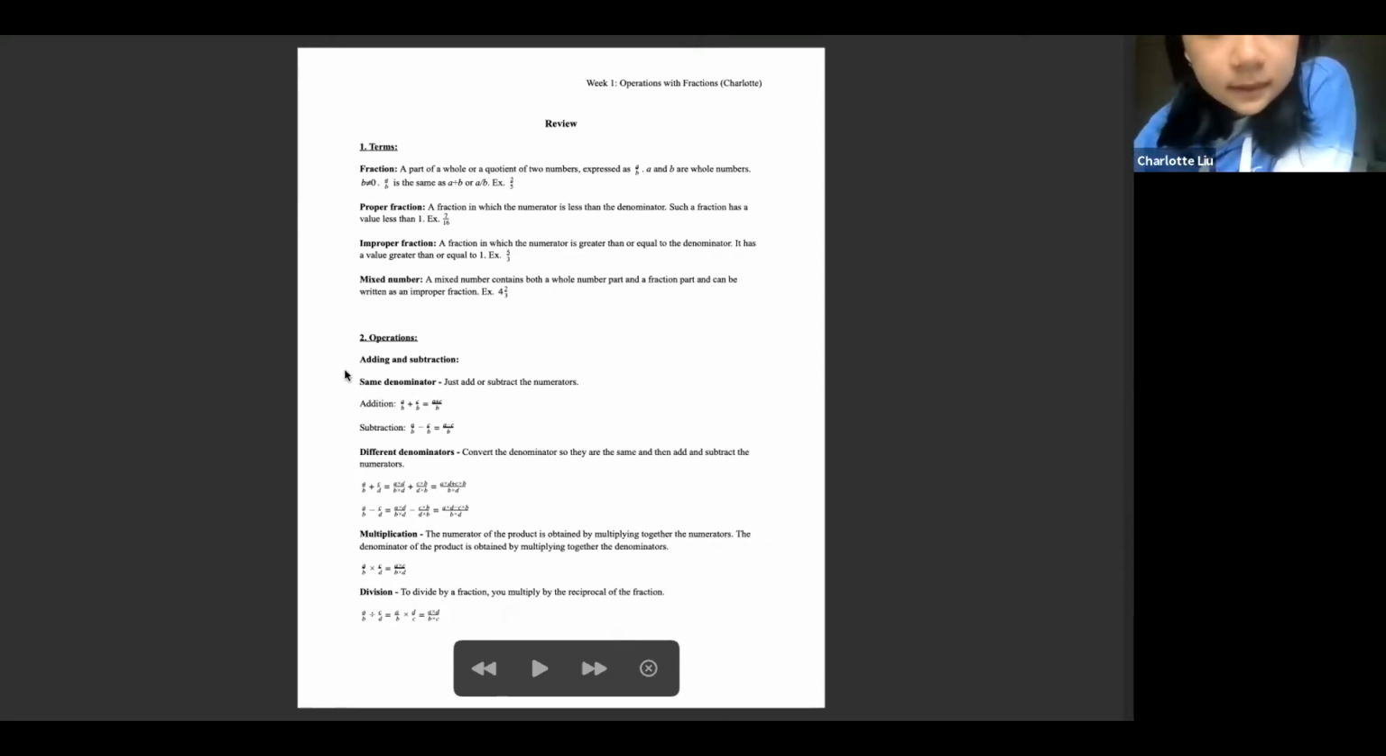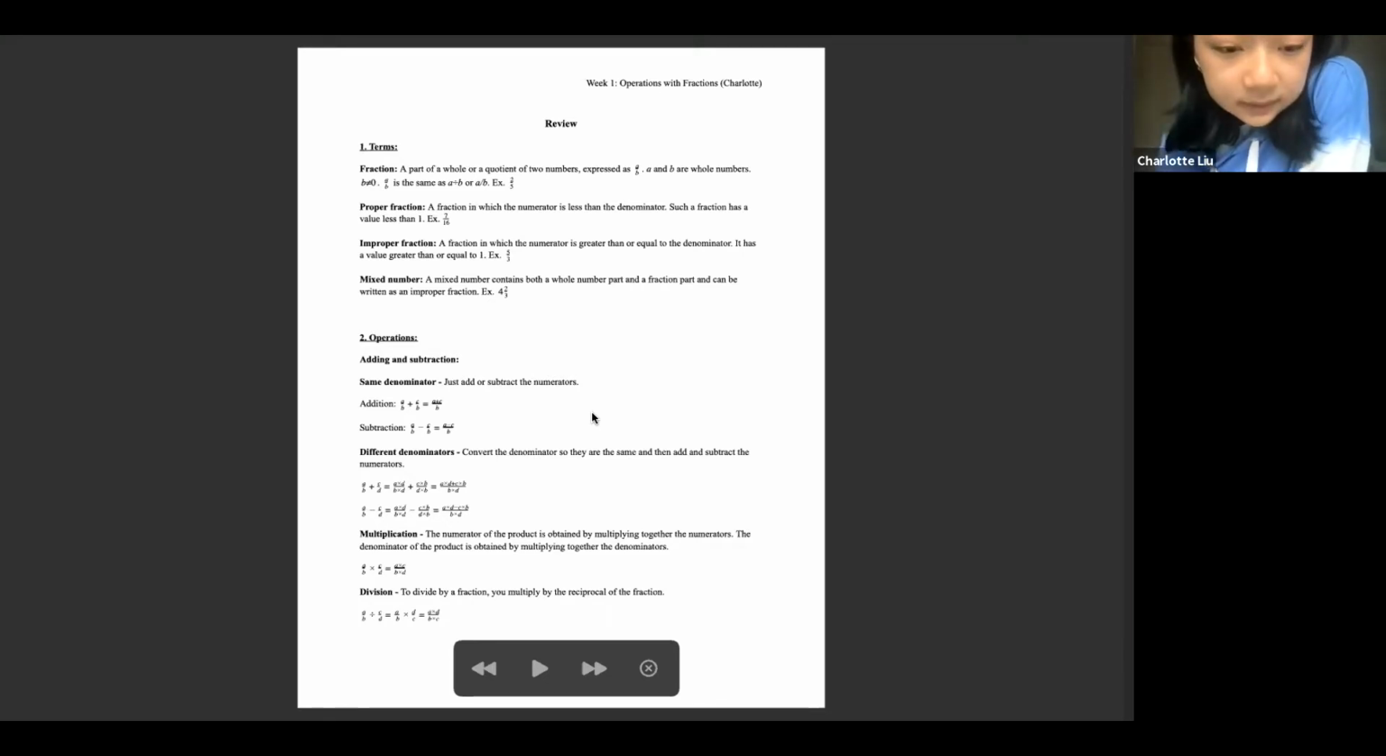Okay, so operations. Just saying, this is a review, so you should have known this. For addition and subtraction, if they have the same denominator, you just add or subtract the numerators. So for example, a over b plus c over b would just be a plus c over b. And the same with subtraction: a over b minus c over b would be equal to a minus c over b. Now if you have different denominators, you'll have to convert the fractions so that the denominators are the same, and then you can add and subtract.